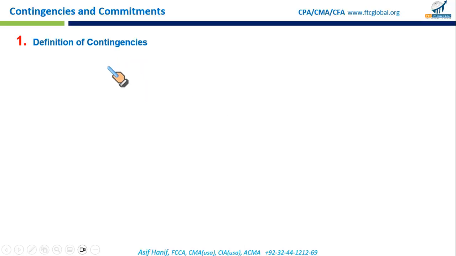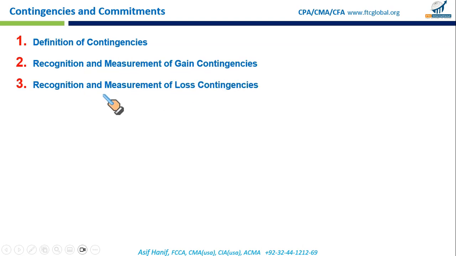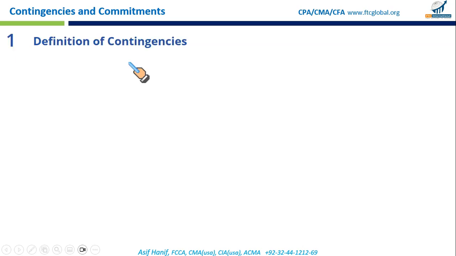Contingencies and commitments. We would be covering what contingencies are, recognition and measurement of gain contingencies and loss contingencies, and finally premiums and warranties. Contingencies are potential future losses or potential future gains that depend on the occurrence of some uncertain event.